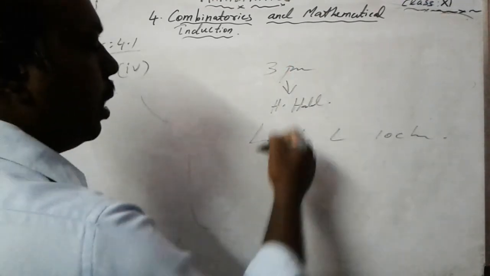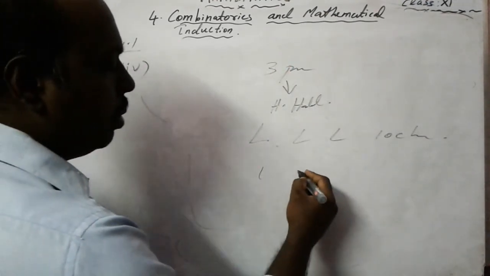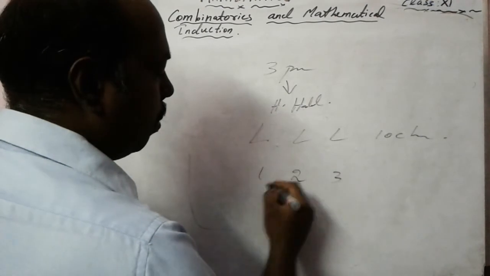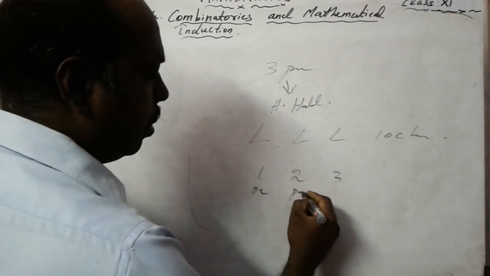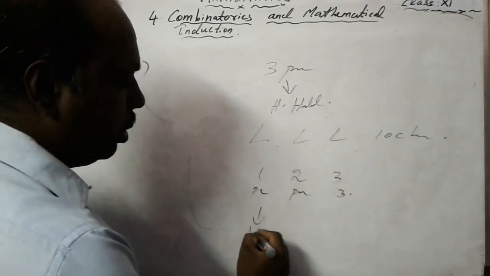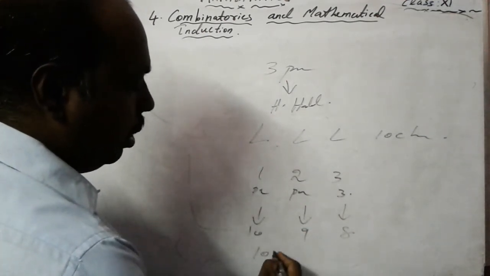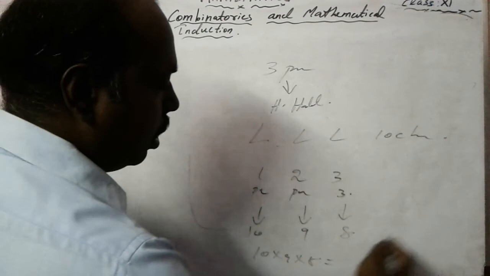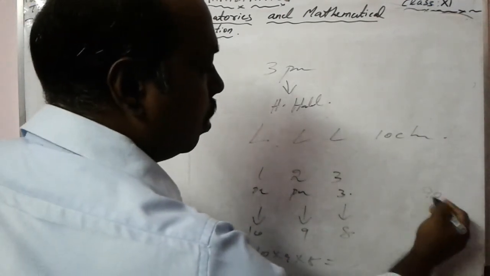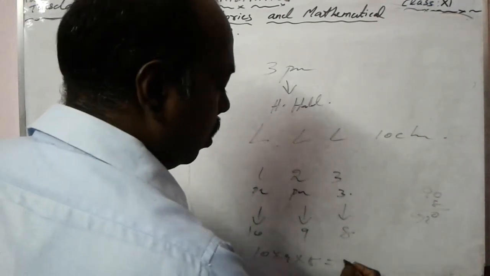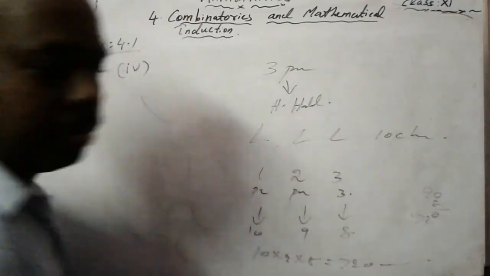So the first person, second person, third person. So 10 ways here, 9 ways here, 8 ways here. So 10 into 9 into 8 is equal to 90 into 8, which is 720. So 720 ways. Am I right?